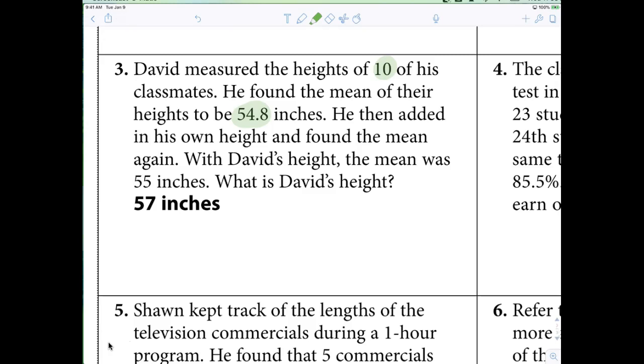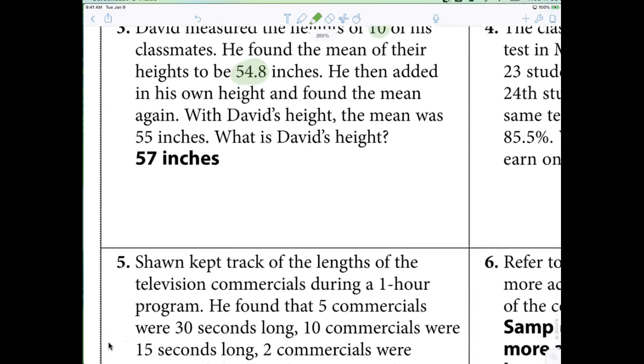Somebody tell me what the sum of all their heights were. Ian, did you hear what I said? What's the sum of all their heights? Bradley, what would be the sum of all their heights? If the average of 10 was 54.8, what would be the sum of all of their heights? No, I don't know what you're talking about.